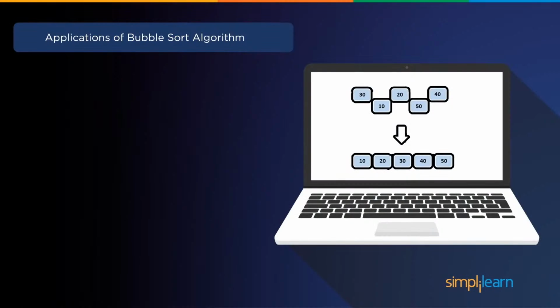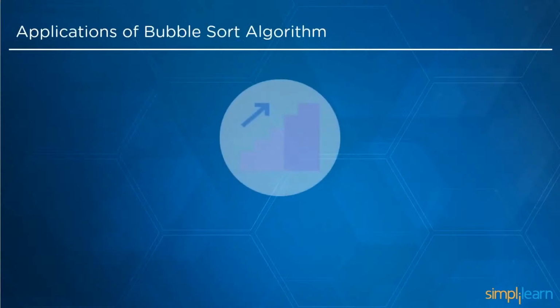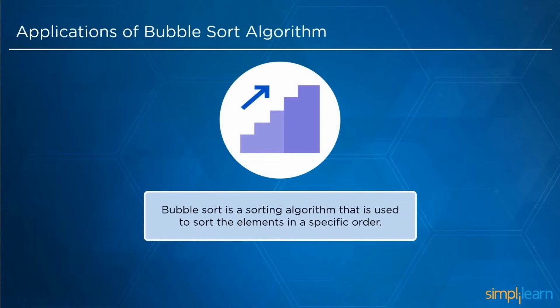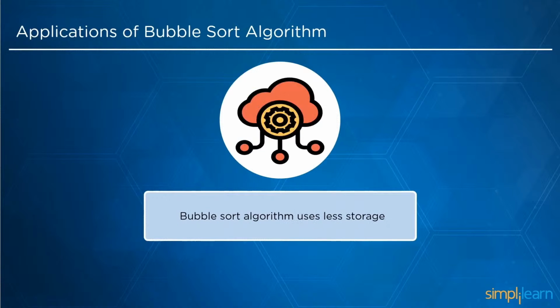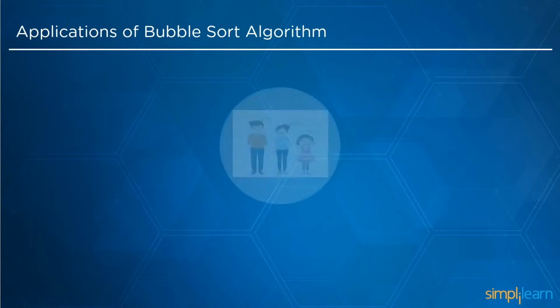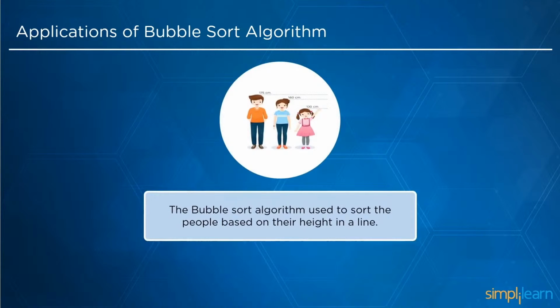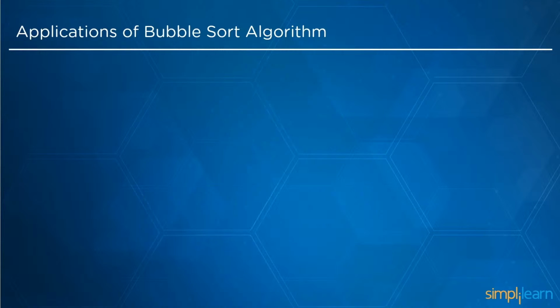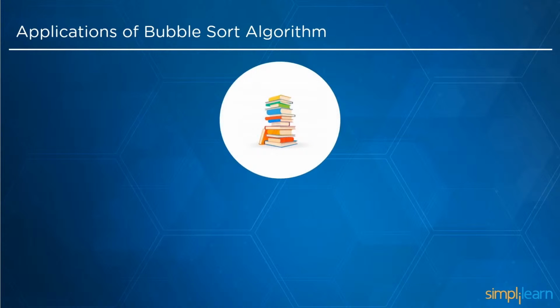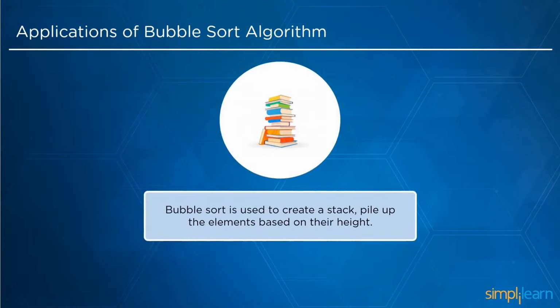We came to the last topic where we will understand 4 main applications of bubble sort algorithm. First application of bubble sort algorithm states that this sorting technique is used to sort the elements in a specific order. The bubble sort algorithm uses less storage and is the second application of bubble sort algorithm. Third, the real-life application states that the bubble sort algorithm is used to sort the students based on their height in a line. Lastly, bubble sort is used to create a stack, pile up the elements based on their height.